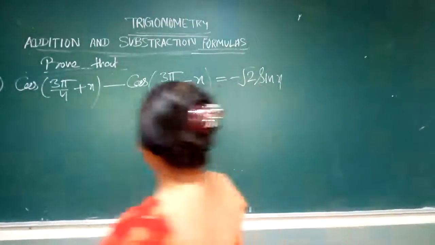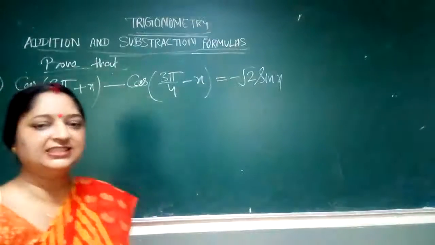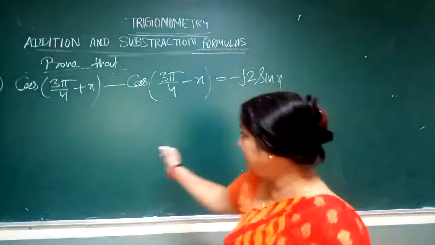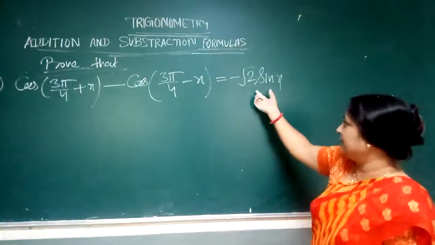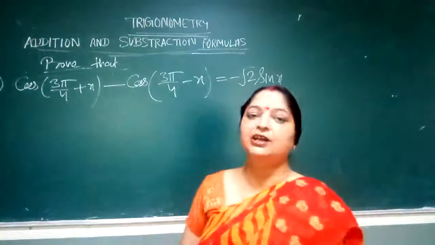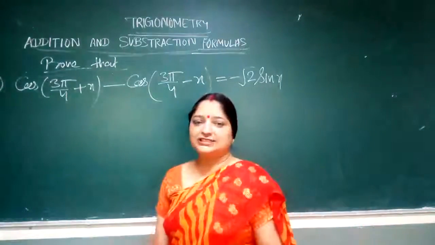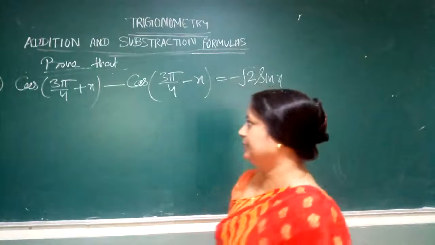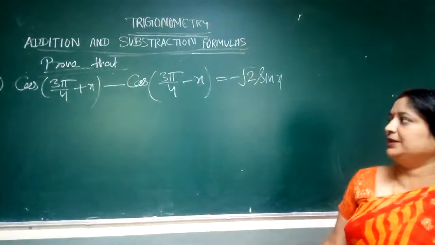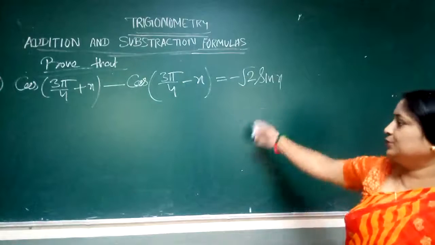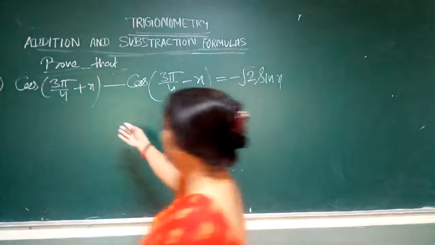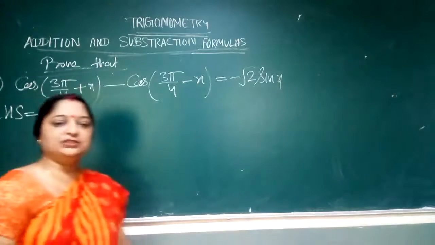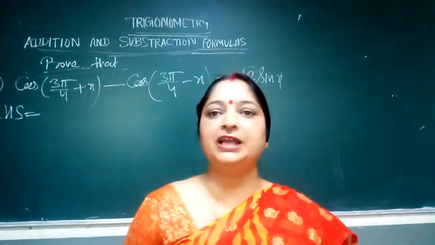Now this is LHS and this is RHS. Which side can we take for proving? You can see here, we can't take this side because this is minus root 2 sin x, but we can take this side because we know the formula of cos c plus cos d or cos of a plus b. Two formulas you can apply here: cos c minus cos d, or the a plus b formula. So let us solve this by cos a plus b. I will also tell this question with the formula of cos c minus cos d.